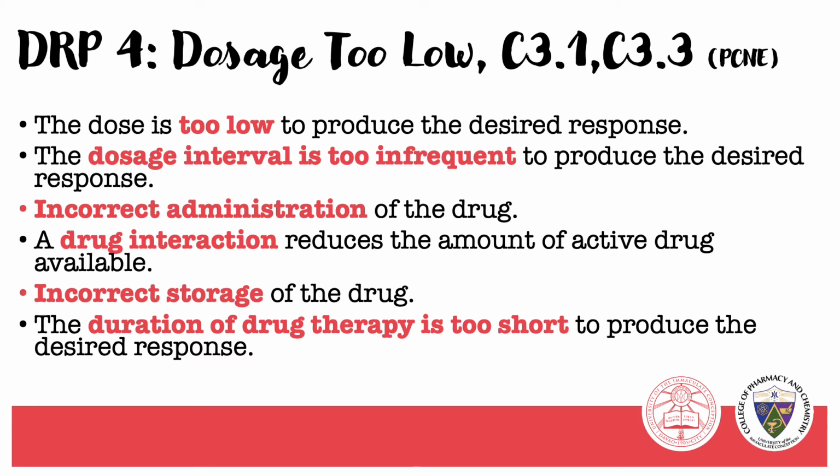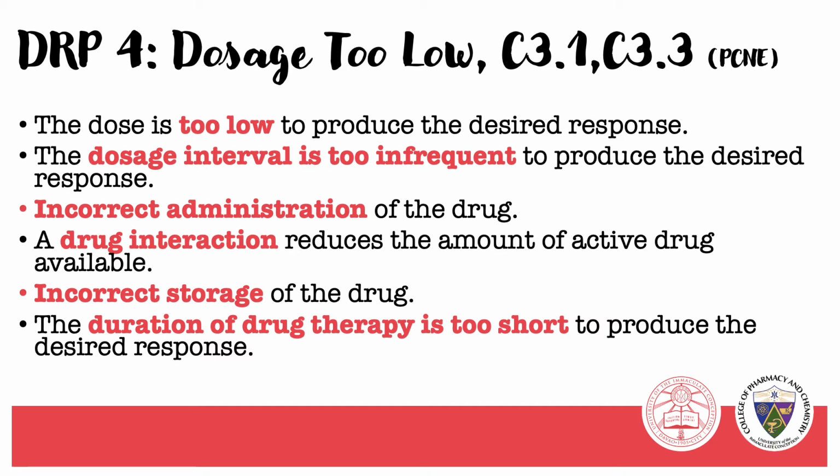Drug-related problem number 4: dosage is too low. It has the same thought for PCNE version 8 C3.1 and C3.3. The dosage is too low to produce the desired response or outcome. The dosage interval is also too infrequent to produce the desired response. There is incorrect administration of the drug producing a dosage that is too low.